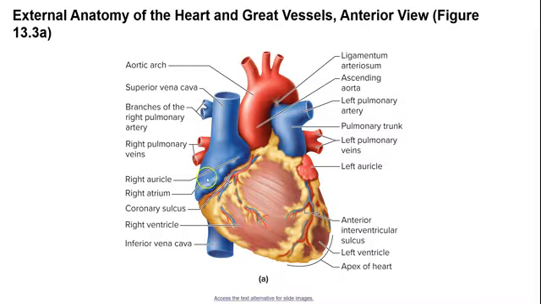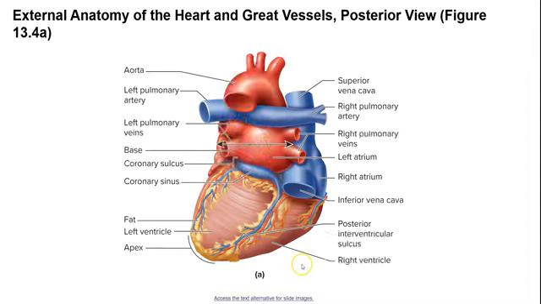We also see the base of the heart, that's the top portion up here, and then you have the apex is the portion that's a little bit smaller down at the bottom. You can see that on the posterior view as well.